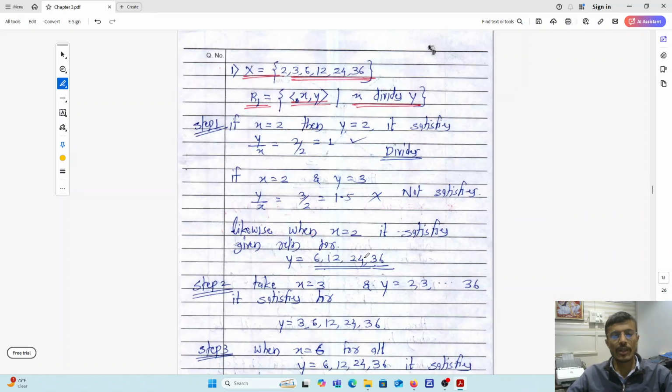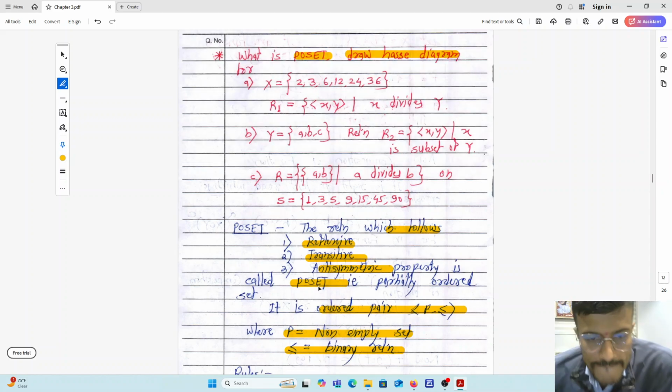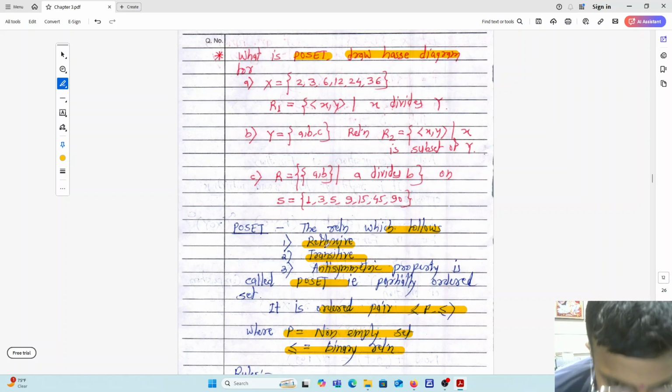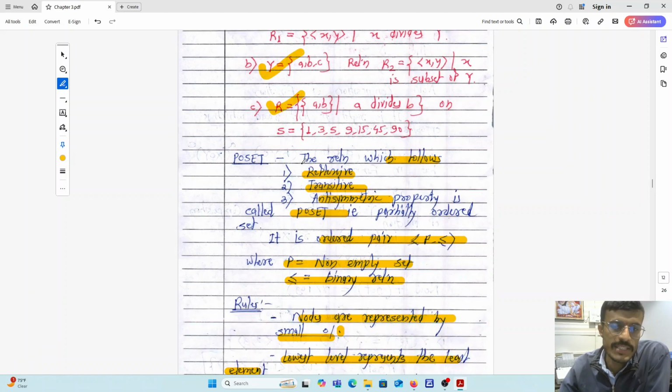Okay. Rules for drawing the Hasse diagram. Nodes are represented by a small circle or dot. The lowest level represents the least element and the highest level represents the maximum element. So that is the poset. A poset is nothing but a relation which follows the reflexive, transitive and antisymmetric properties, denoted by the ordered pair P comma less than or equal to. Let us try these three examples, 1, 2, 3. Definitely it will be asked in the university examination.